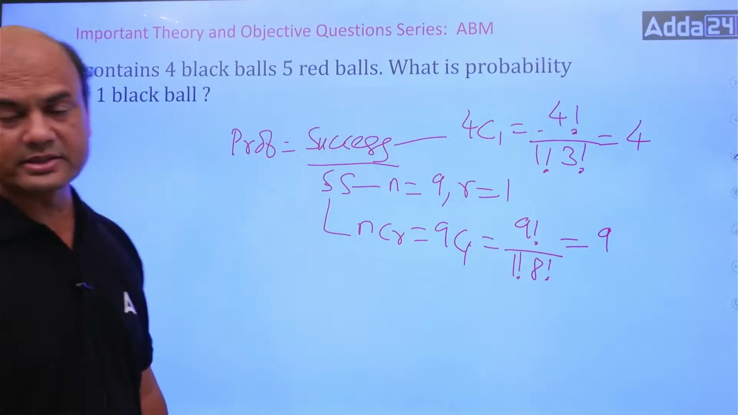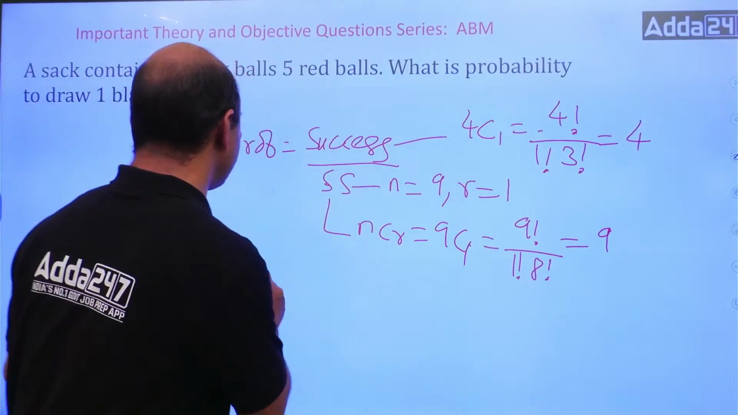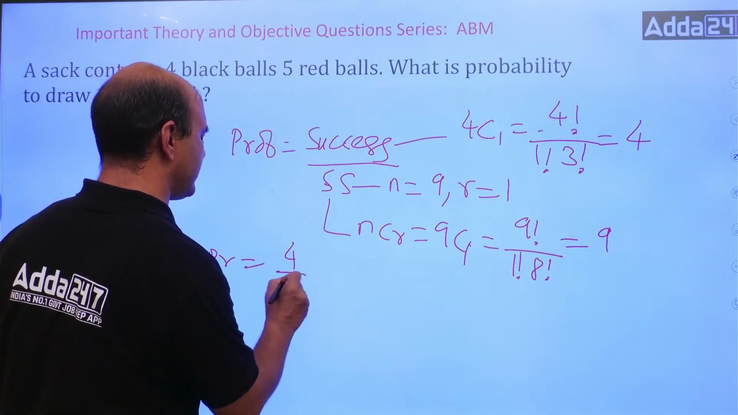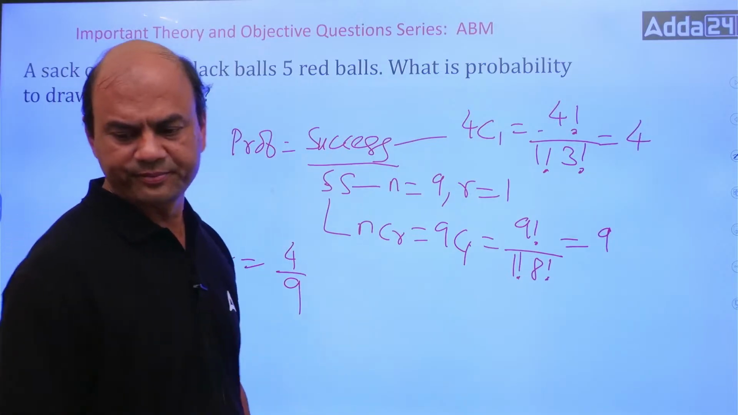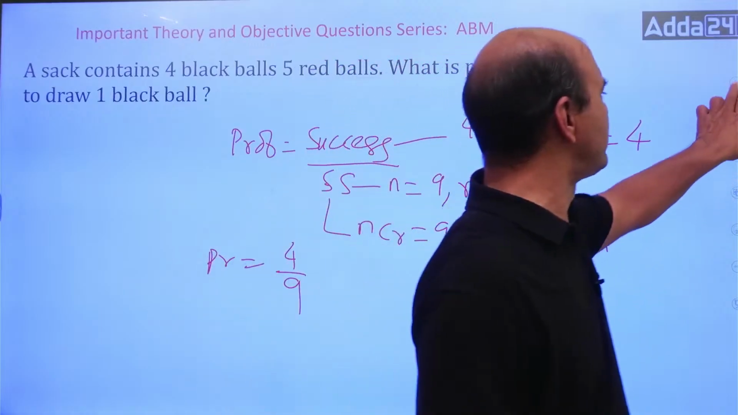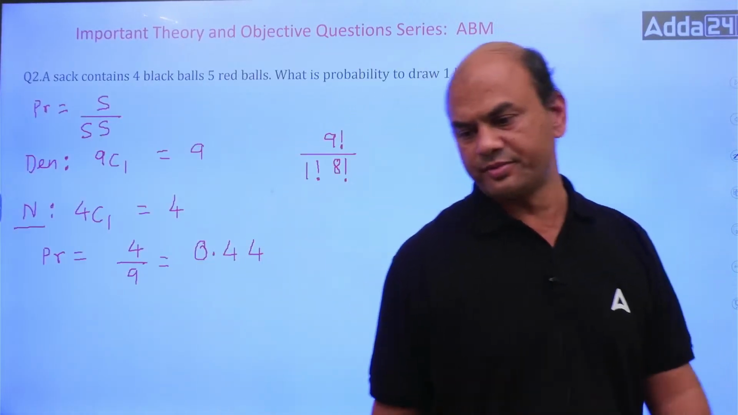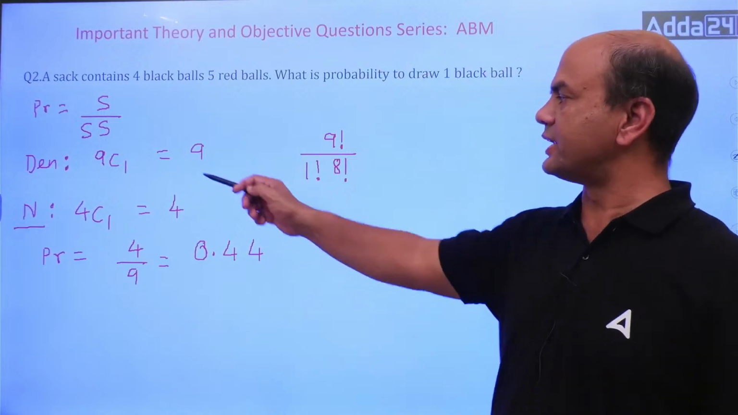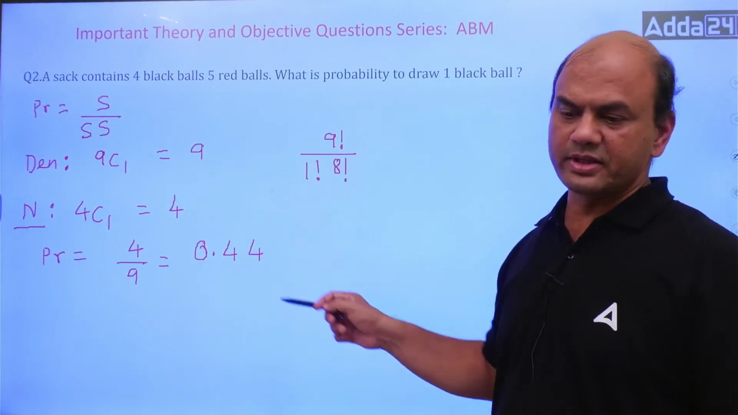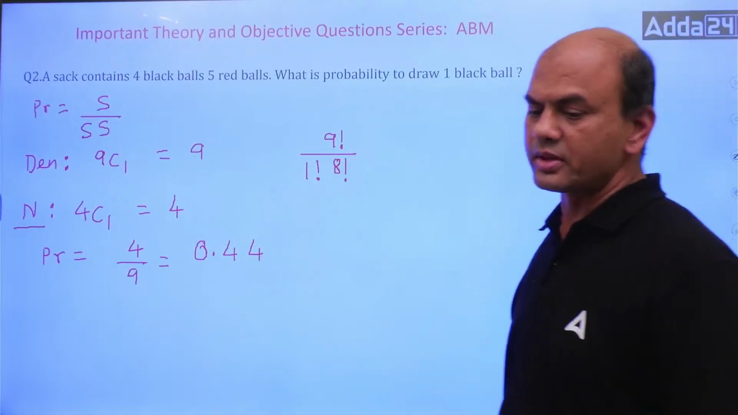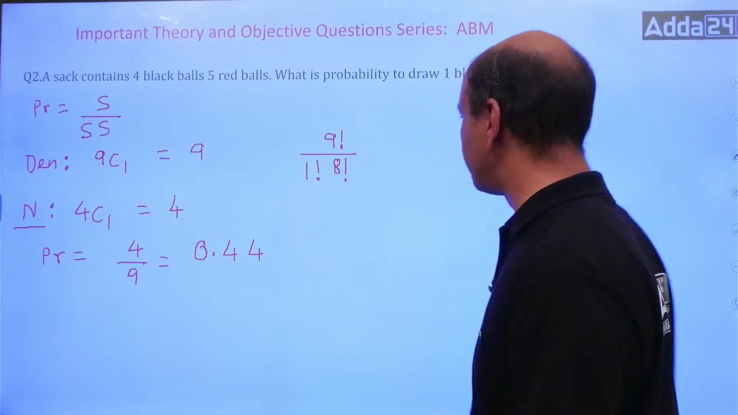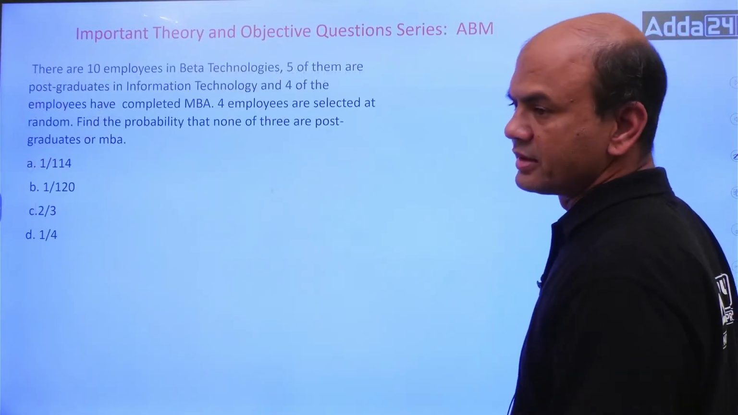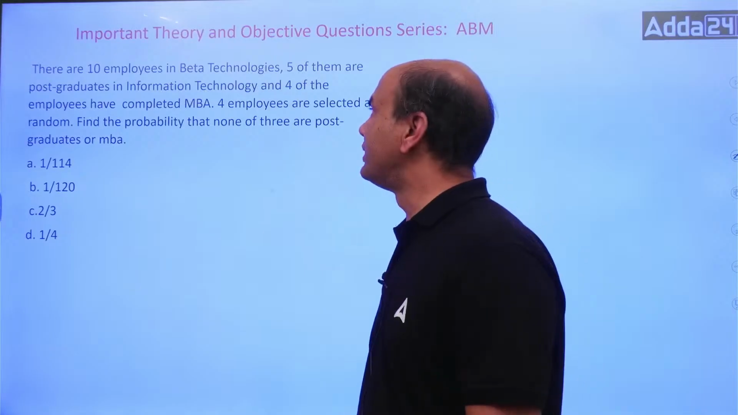So what are you getting the answer as? 4 upon 9. So probability equals 4 upon 9, or you can write it in decimal. Remember, your probability should always be less than 1. Denominator 9C1, numerator 4C1, 4 upon 9. Okay, done, simple. Next.